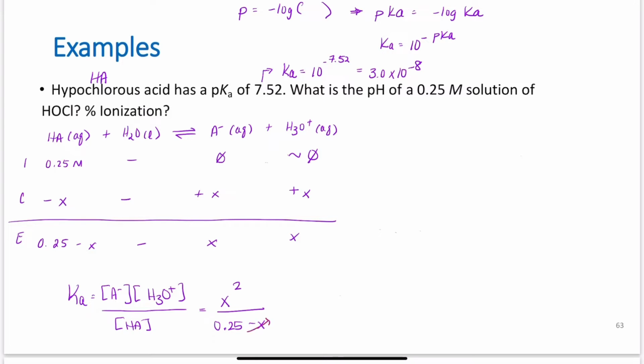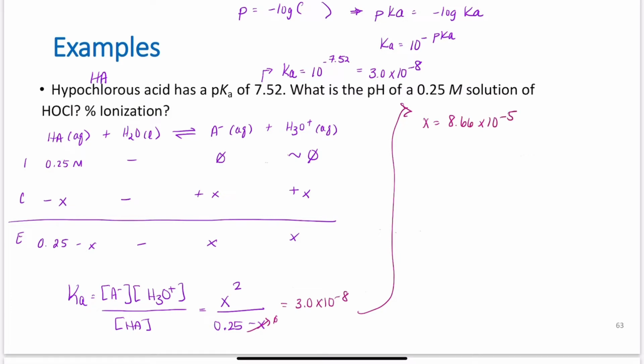And as before, we're going to assume that we can ignore this x because our Ka value is quite small, 3.0 times 10 to the minus 8th. It's much smaller than 10 to the minus 5th, so we can ignore it. Go ahead and solve for x. We find x to be 8.66 times 10 to the minus 5th.